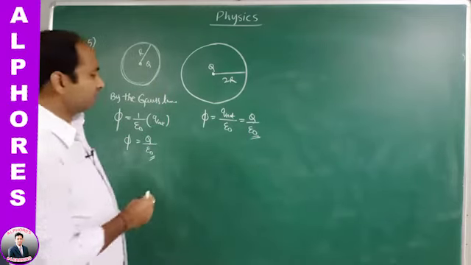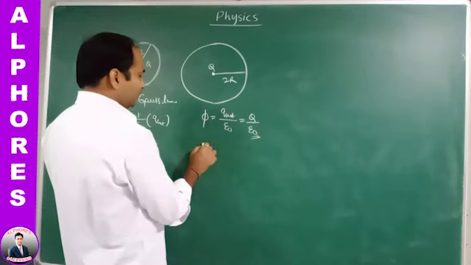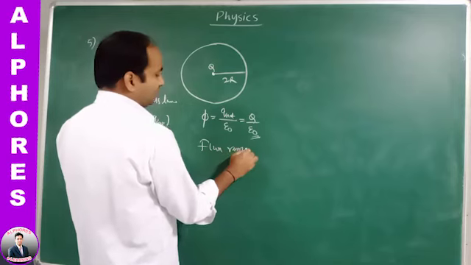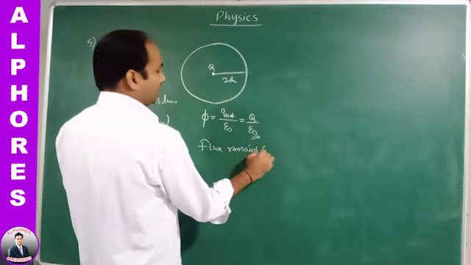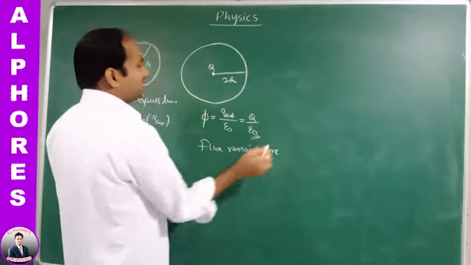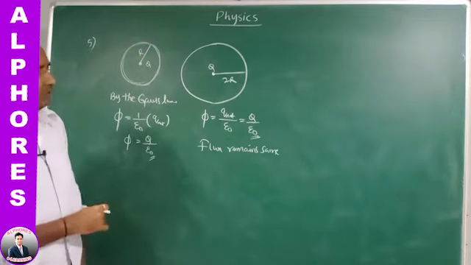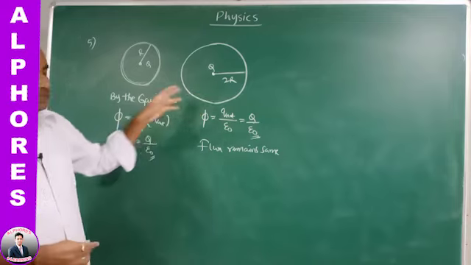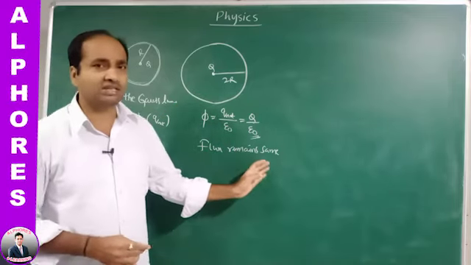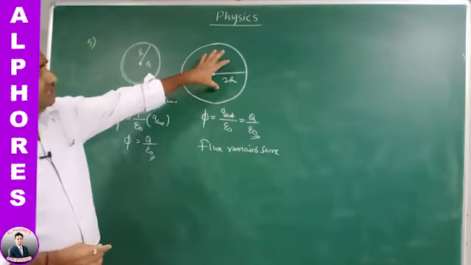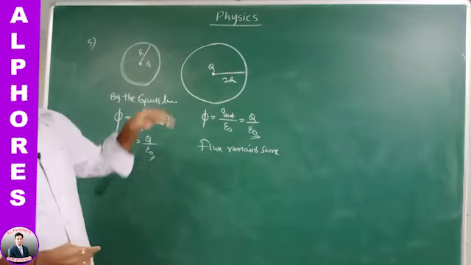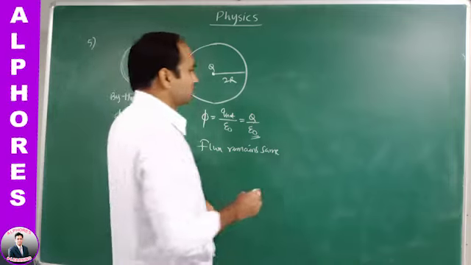Then what you will get? The total flux remains the same. The flux remains the same, it doesn't change. It depends only on the enclosed charge. If the enclosed charge changes, then the flux will change. Otherwise the flux remains the same, but only the area of the spherical Gaussian surface increases here.